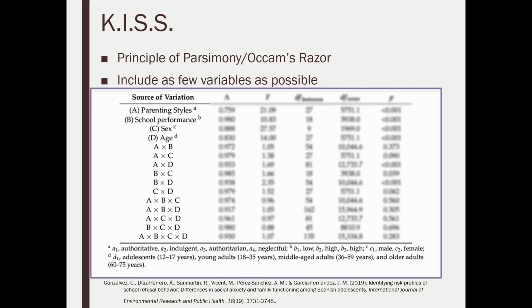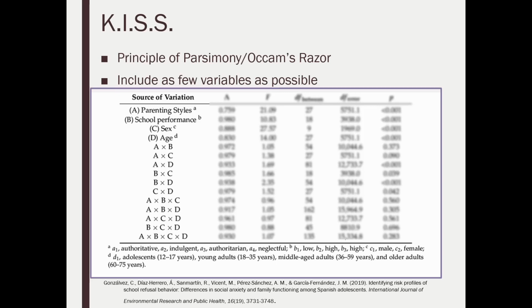So following the principle of parsimony, I wanted to show you this example from an actual study where the researchers used four different independent variables. I blurred out the numbers in this table so that you wouldn't be distracted by the statistical notations. I just wanted you to focus on the source of variation. They've got four variables named here: parenting style, school performance, sex, and age, that they're going to each treat as independent variables.